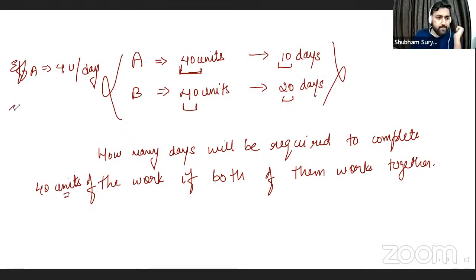Similarly, if I talk about the efficiency of B, person B can do 40 units of work in 20 days. So the efficiency is going to be 2 units of work per day. Right? So the amount of work a person does every day is called the efficiency. जितना काम एक दिन में बंदा कर रहा है वो उसकी efficiency कहलाती है.